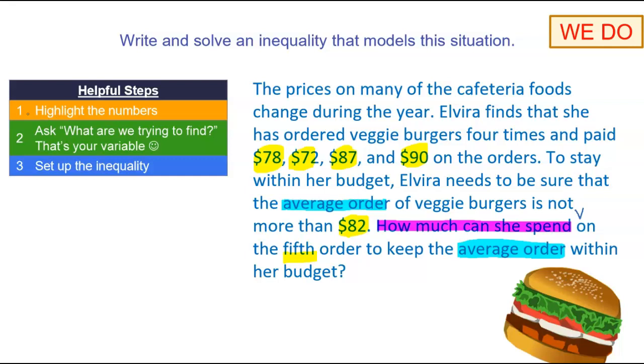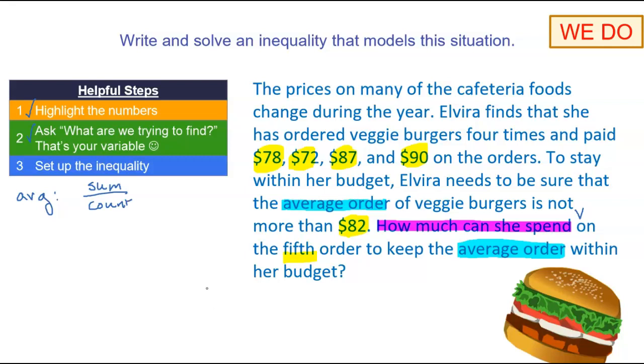Okay, so we did that step. Now we just have step number 3. We need to set up the inequality. Okay, so average order. We need to remember what an average is. What is an average? Well, an average, we've talked about a long time ago, was the sum of several things over the count of them.